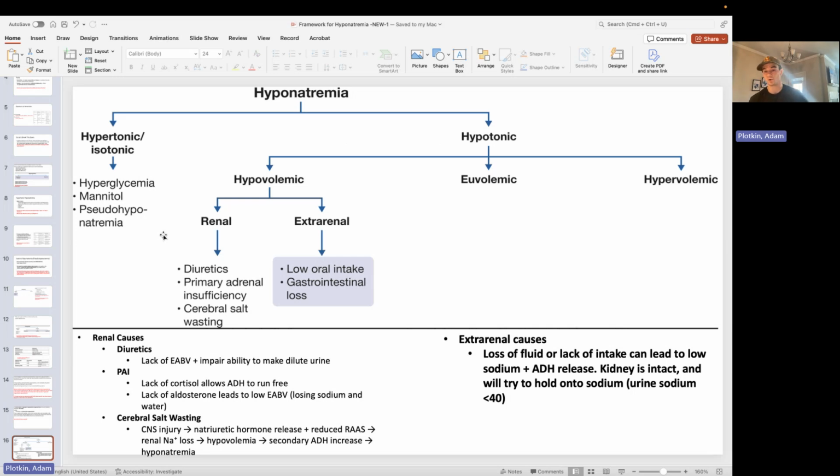If it's extrarenal, so again, serum sodium less than 135, serum tonicity less than 280, urine osmolality greater than 100, serum uric acid greater than 4.